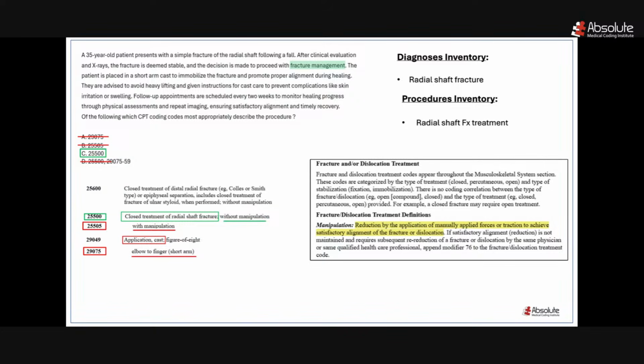And you all were spot on. Excellent job, coders. Great job. Great start as well. So let's move on to the next scenario.